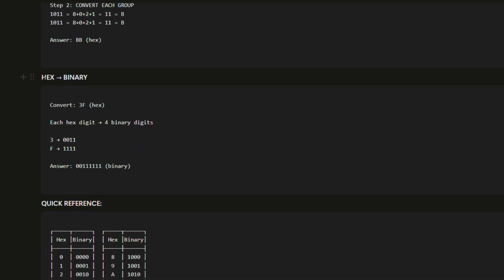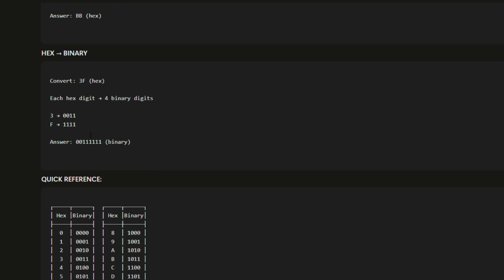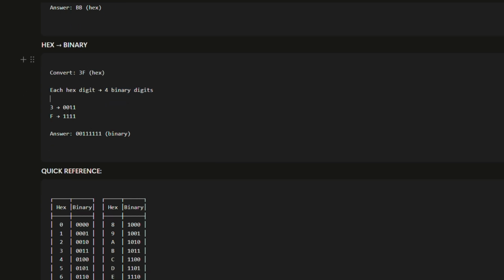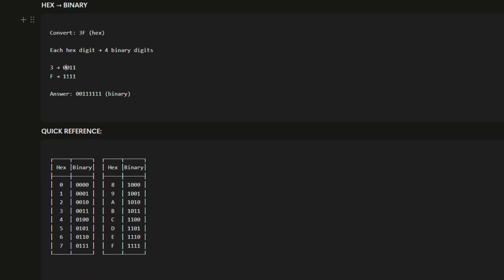Let's say I want to convert from hexadecimal to binary. What you'll do is take each of your hexadecimal digits and convert it into 4 binary digits. So your 3, even though we've been learning it to be 011, we'll just add that extra 0 over here, because when it comes to 4 binary digits, you need to represent 3 also in terms of 4 binary digits. So it's going to be 0011 for 3, and F, as we know, will be 1111.